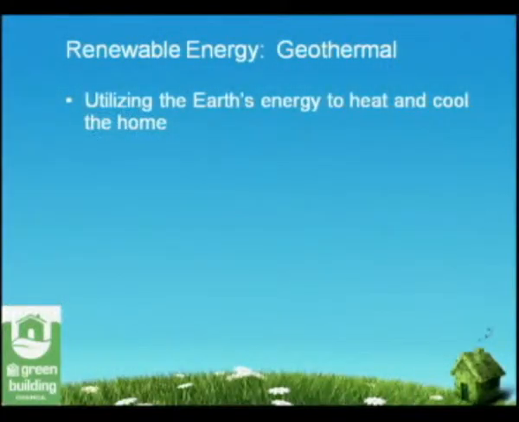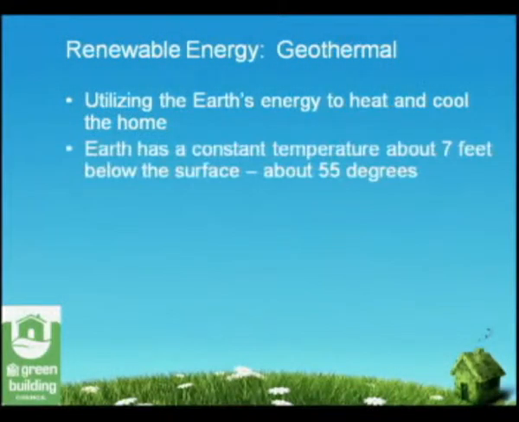So when we look at geothermal systems, basically we're utilizing the Earth's energy to heat and cool the home. The Earth has a constant temperature of about 55 degrees, around 7 to 8 feet below our surface. It stays pretty consistent.